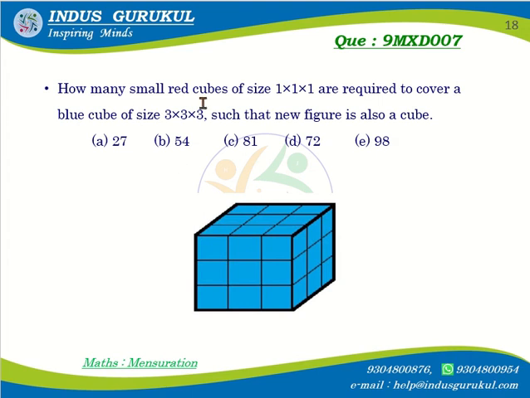Here, there are small red cubes of size 1 into 1 into 1, whereas this blue cube is of size 3 into 3 into 3. So how many such small cubes are required so that the new one is also a cube? Now, to solve this, if the dimension is 3 into 3 into 3, it means the volume of this one is 27.